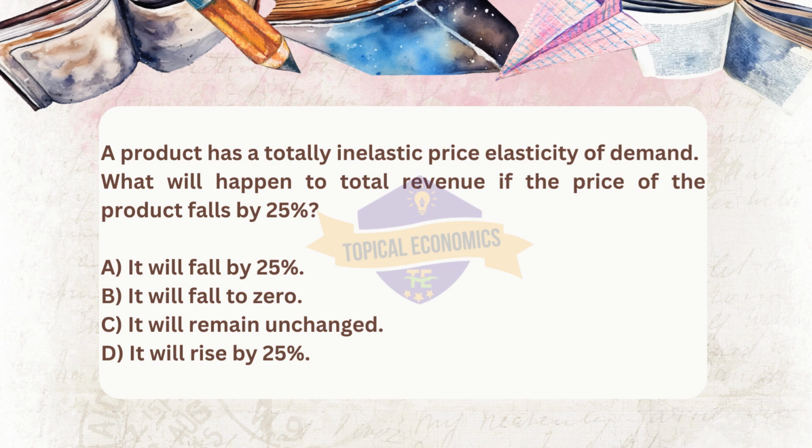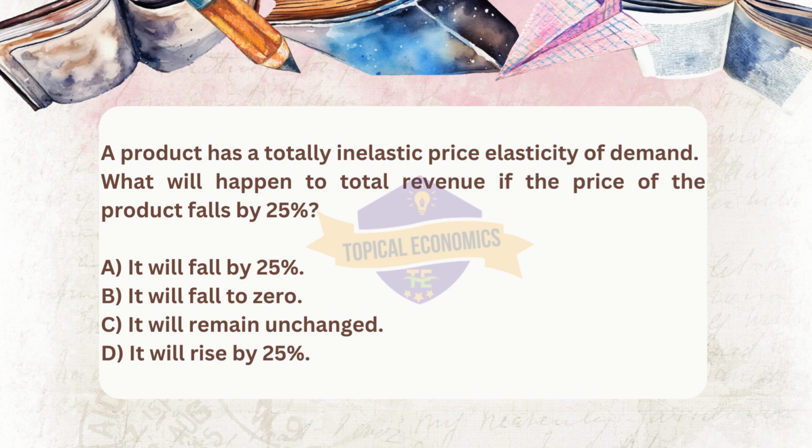What will happen to total revenue if the price of the product falls by 25%? A. It will fall by 25%. B. It will fall to 0. C. It will remain unchanged. D. It will rise by 25%. This question is from year 2016 February-March version 2 paper.